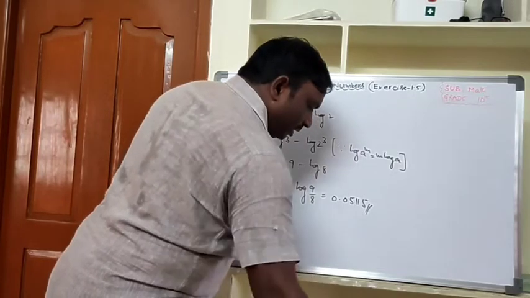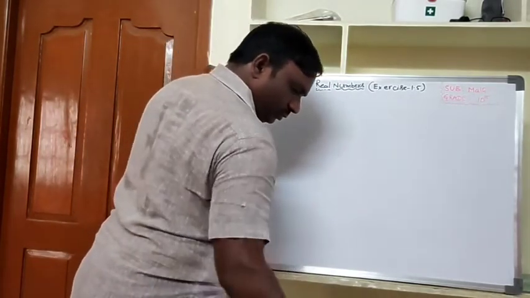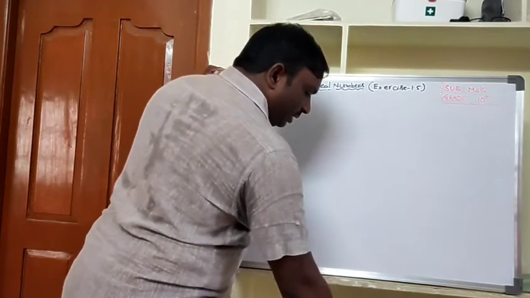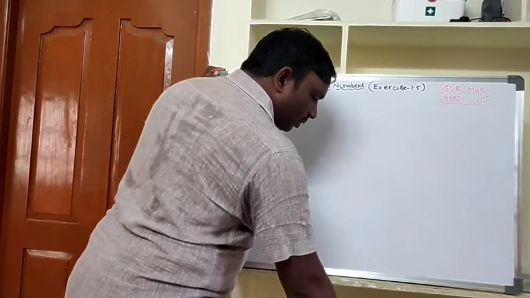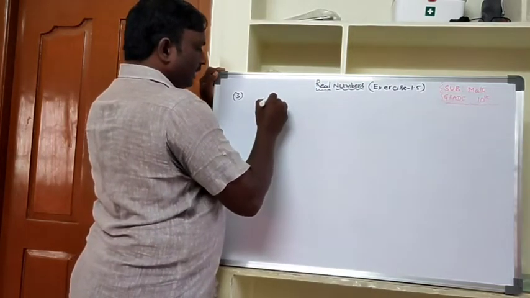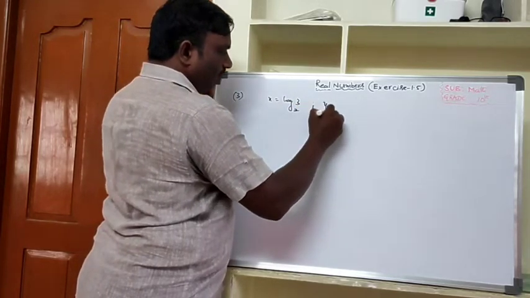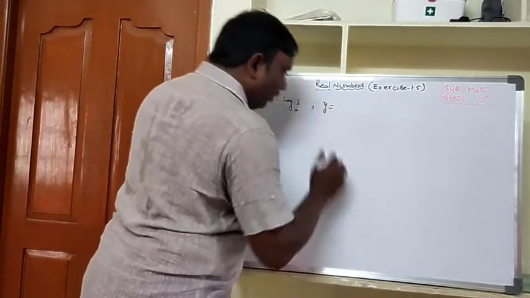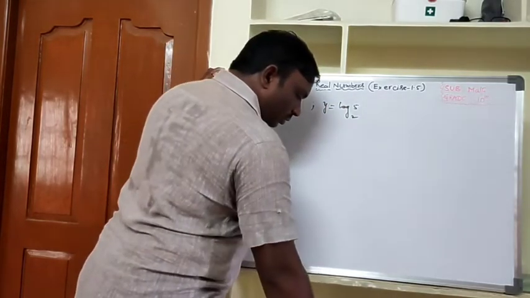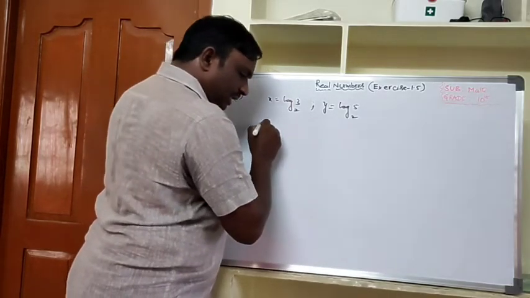And the third main, evaluate the following in terms of x and y. If the given x equals log 3 base 2, and y equals, what do they give? Log 5 base 2. So now we need to find the value. That means the second question I will explain.